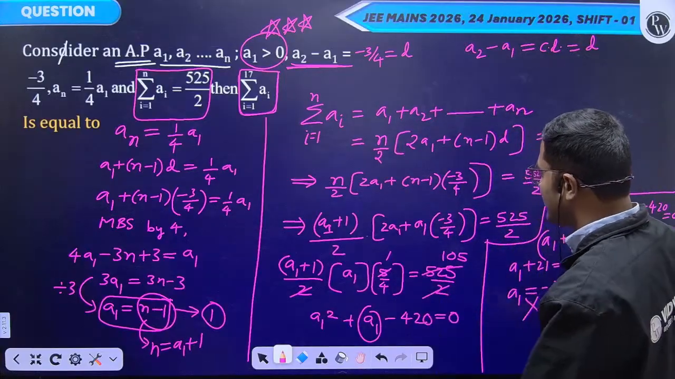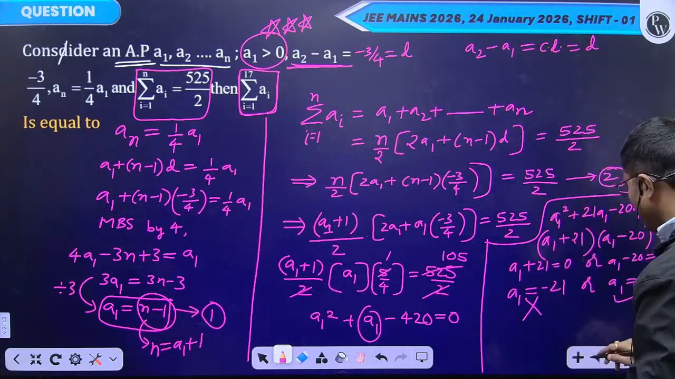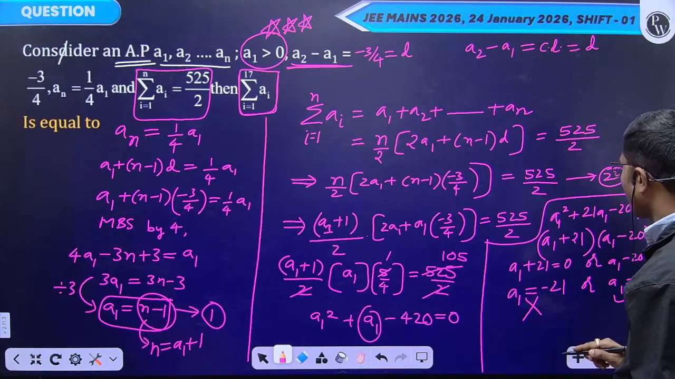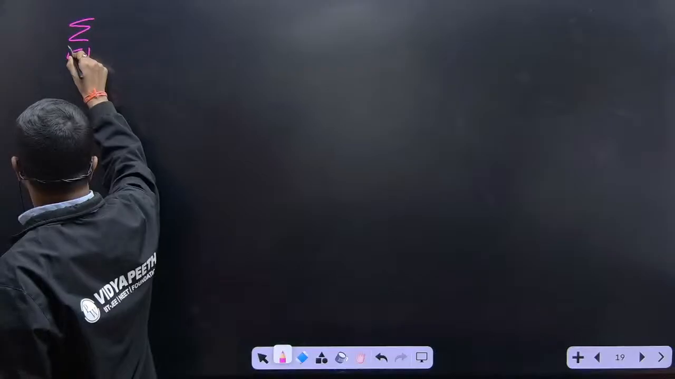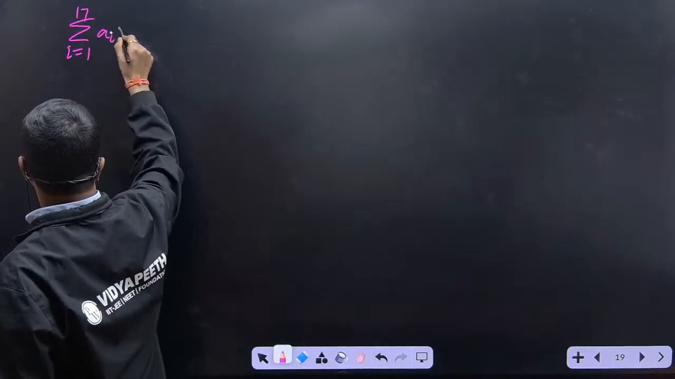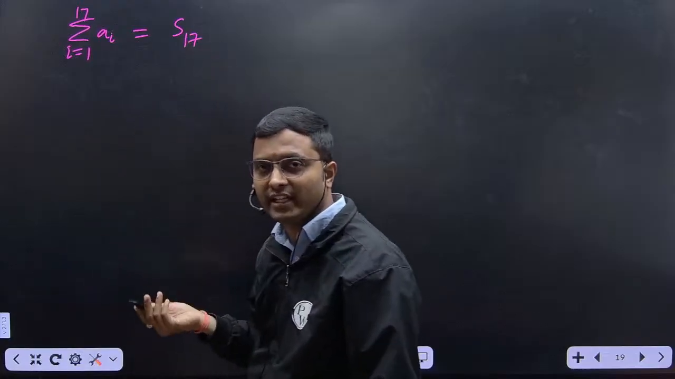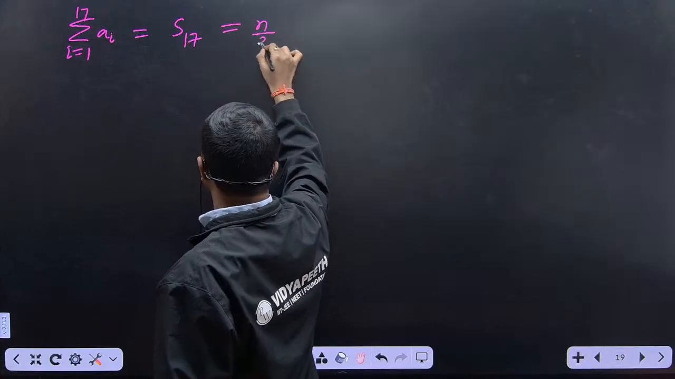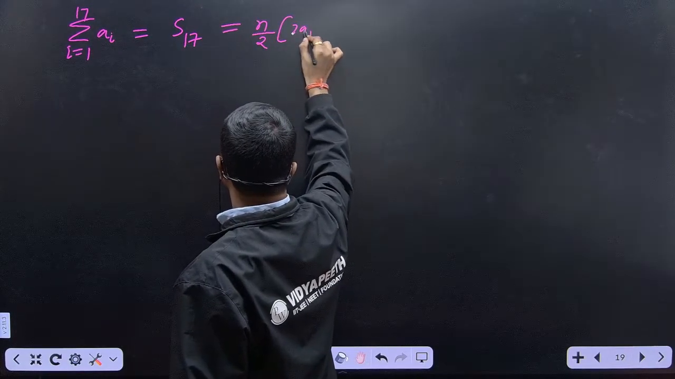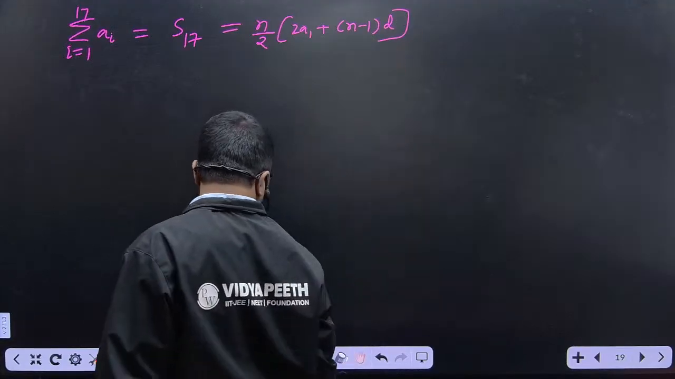So let us take the next slide and do this simplification. Sigma I is equal to 1 to 17 of AI. So this is nothing but S17, the sum of the first 17 terms of an AP. Again we'll use the formula. We know the formula. What is it? N by 2 into 2A1 plus N minus 1 into common difference. Let us substitute all these values.